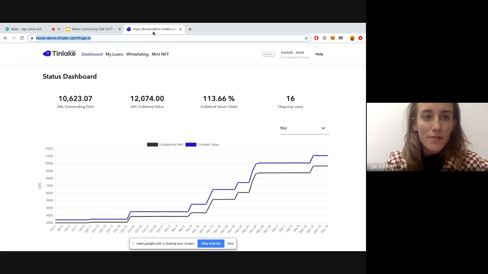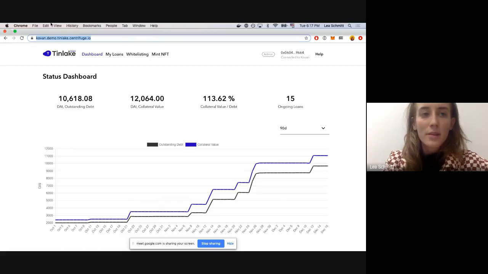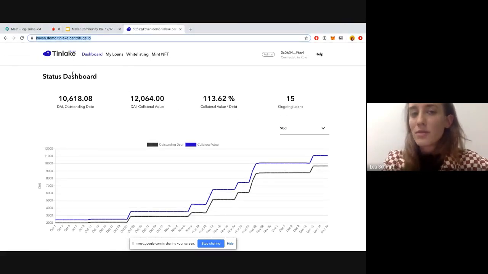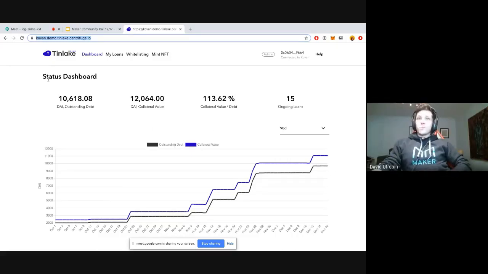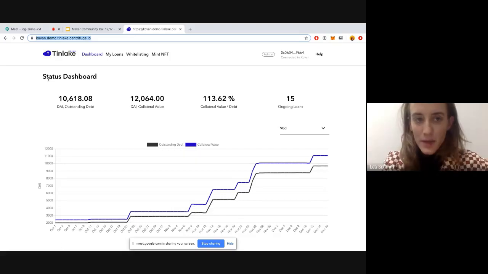So we have a really simple demo environment. I can share that link afterwards here in the chat, maybe. Okay. So this is a really reduced UI to showcase how it works. We're going through the demo from the perspective of somebody who is a borrower who is trying to tokenize a loan, right? Yeah. So this is the dashboard.